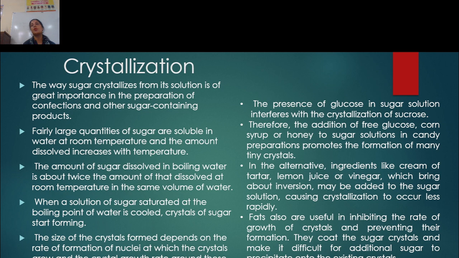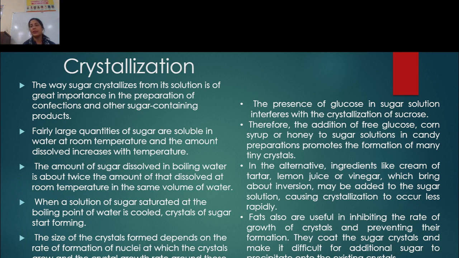And the presence of glucose in sugar solution interferes with the crystallization of sucrose. Therefore, the addition of free glucose, corn syrup or honey to sugar solutions in candy preparations promotes the formation of many tiny crystals, instead of large crystals. Alternatively, ingredients like cream of tartar, lemon juice or vinegar, which bring about inversion, may be added to the sugar solution, causing crystallization to occur less rapidly.